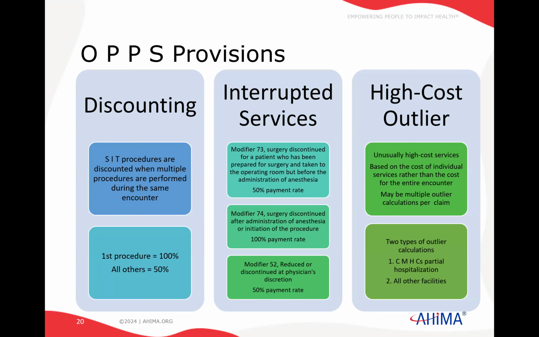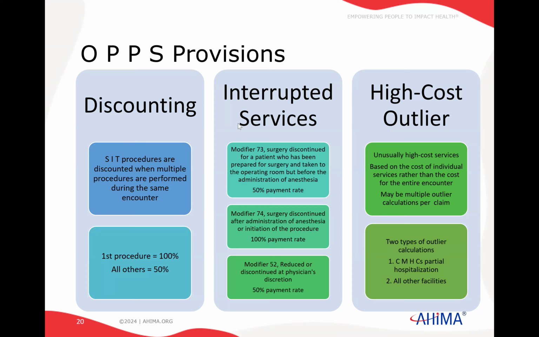OPPS provisions govern the application of the payment methodologies and the assignment of the reimbursement categories. These provisions are designed to ensure consistent and efficient payment structures across all hospital outpatient settings. You can see some examples here. Certain things are discounted when multiple procedures are performed during the same encounter. The first one is reimbursed at 100%, all others at 50%.